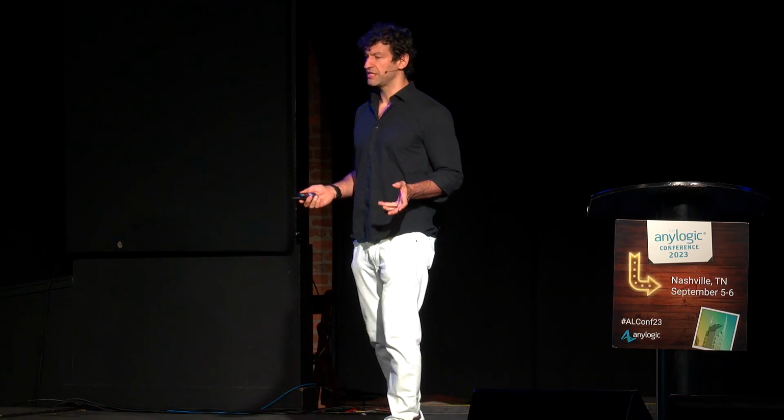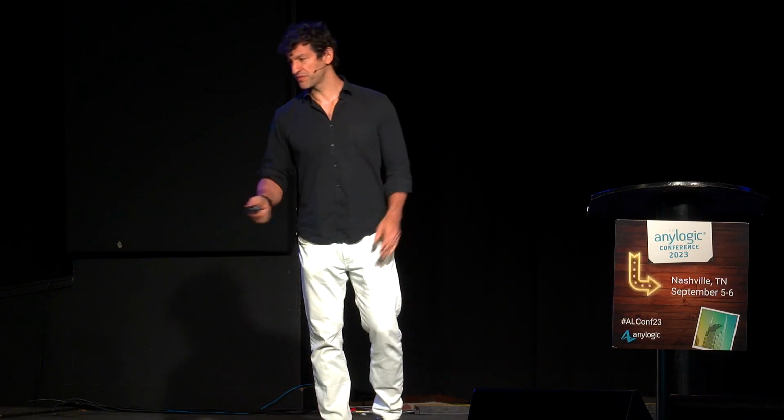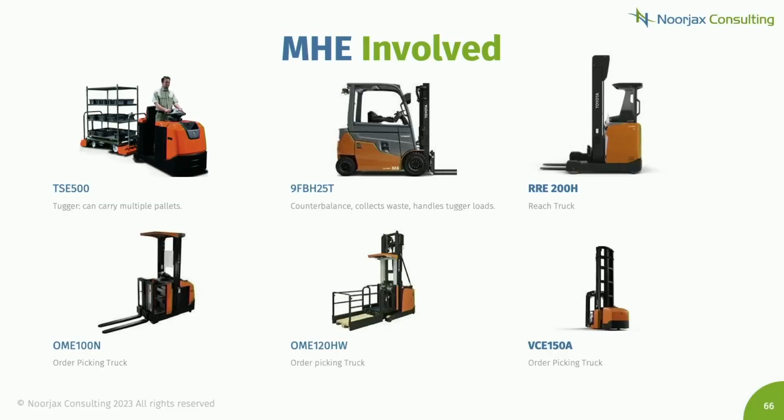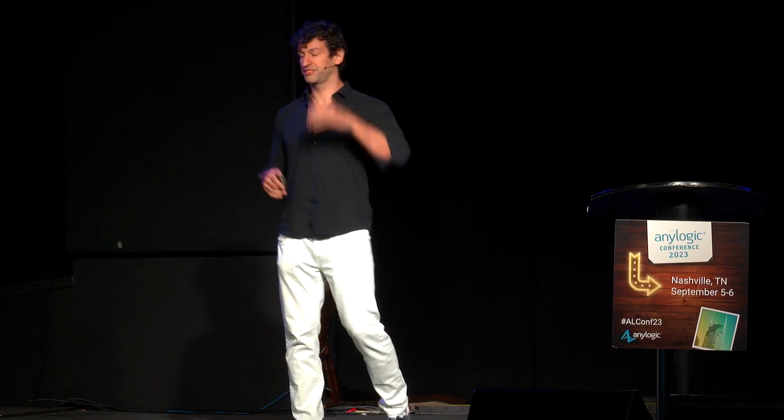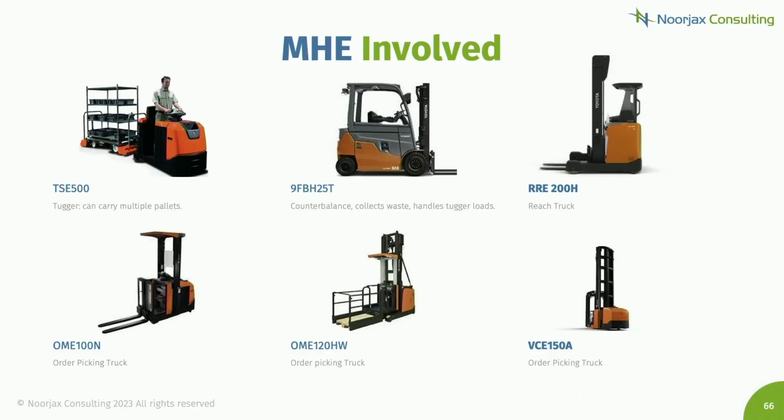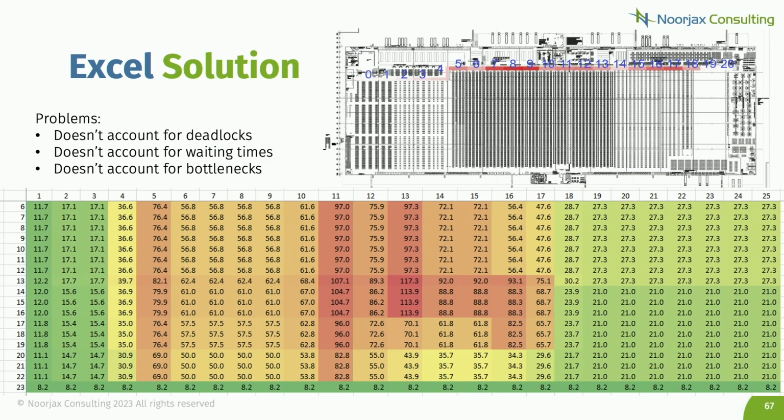Now, there are a few things that are important too. This client needed to know what material handling equipment to buy. So they have a supplier that proposes something. They have taggers that can carry multiple pallets. They have counterbalance trucks that can collect waste and handle tagger load. So they take the pallets from the taggers and put them in the relay points, and vice versa. And you have other reach trucks and order picking trucks which go to the different kinds of pallet racks, depending on how tall or how narrow the aisle is. So what equipment to use in order to fulfill all the orders? This is what we want to solve.